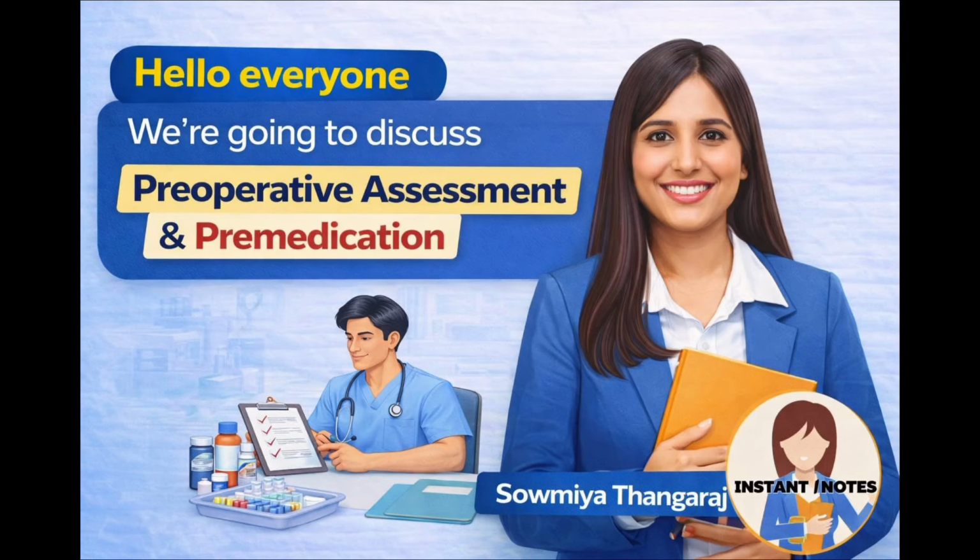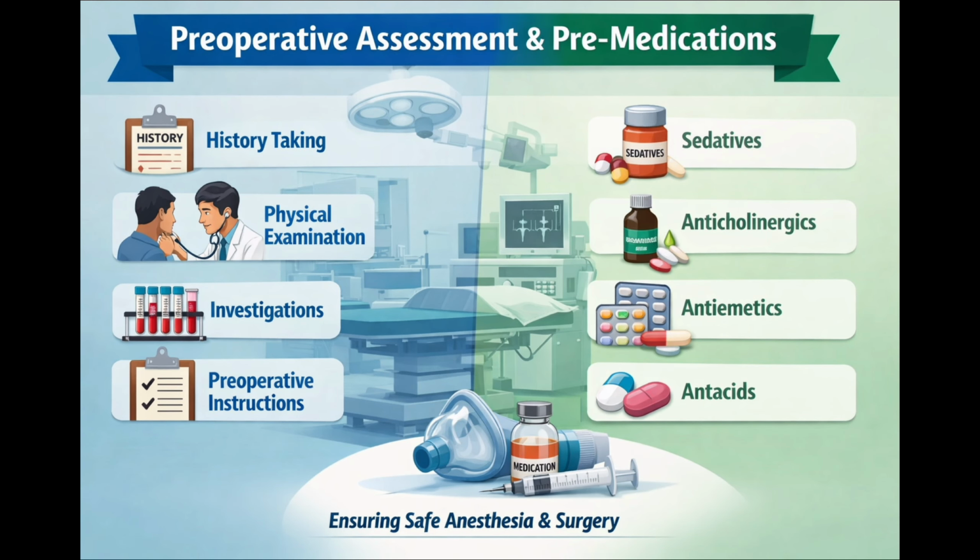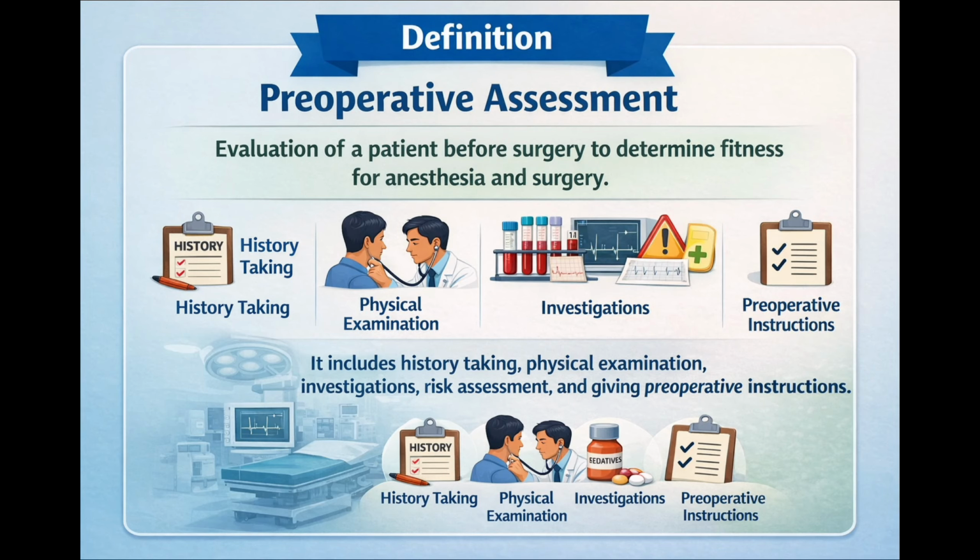In this video, we will discuss goals of preoperative assessment, history and physical examination, investigations, risk stratification, ASA classification, preoperative instructions, and pre-medication. Definition: preoperative assessment is the evaluation of a patient before surgery to determine fitness for anesthesia and surgery. It includes history taking, physical examination, investigations, risk assessment, and giving preoperative instructions.